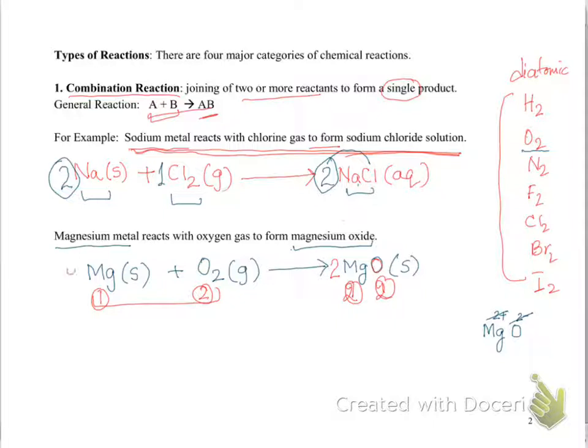So I have to go back and balance my magnesium again so that I can have equal magnesium on both sides. So now my balanced equation is: 2 equivalents of magnesium combines with 1, no number means 1 equivalent of oxygen to form 2 equivalents of magnesium oxide.